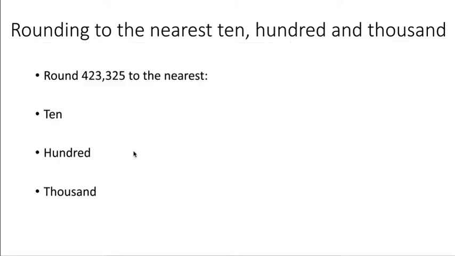So yesterday we were rounding to the nearest 10, 100, 1000. Here's our recap. Round 423,325 to the nearest 10. So we're rounding to the nearest 10. We need to look at the 10. The ones behind it, if it's 5 and above, we round up. If it was below 5, we'd round down. Write your answer.